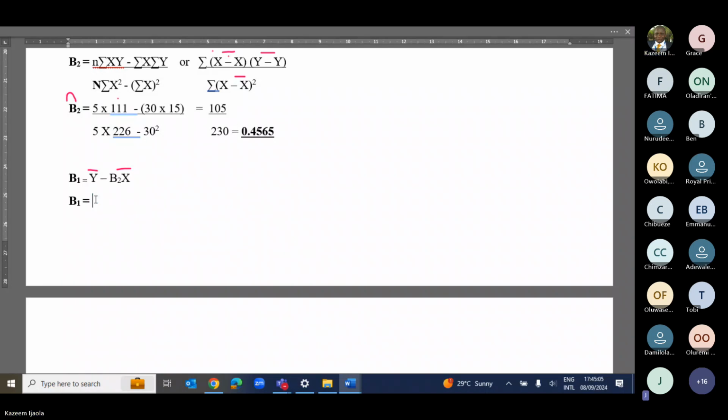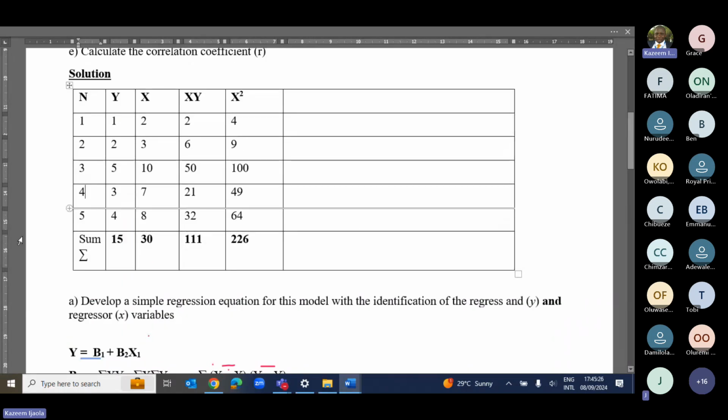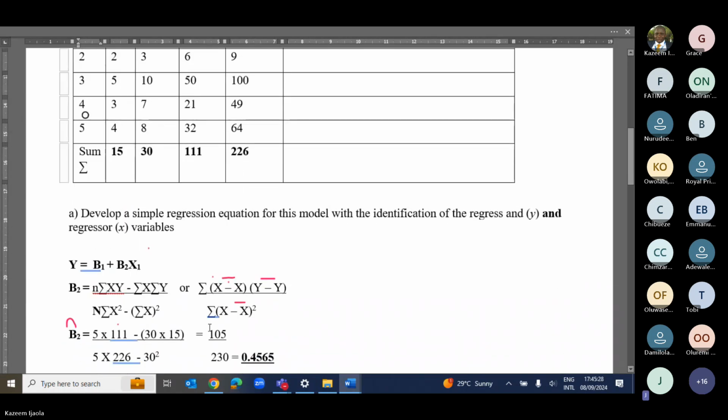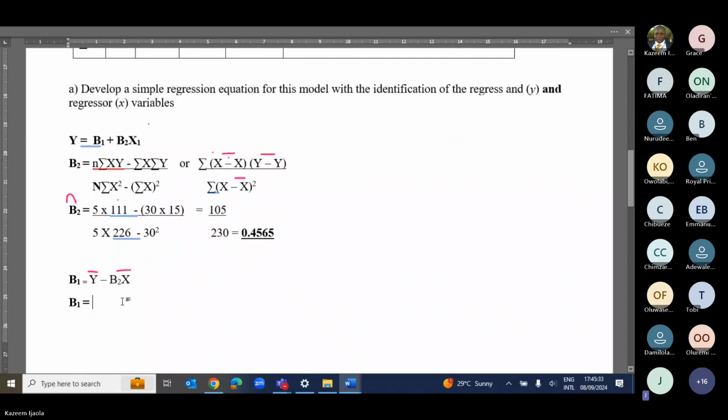I want to add something as well. Our Y cap is equal to our beta one cap plus beta two cap X. Do you guys get me? Yes, continue. This is our equation now, Y cap equation here. Our Y estimate is equal to our beta one cap plus beta two cap X. That's just what I want to add.